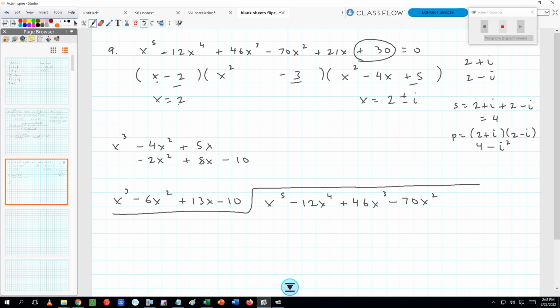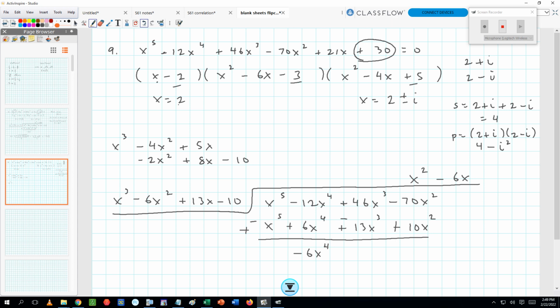x cubed into x to the 5th, I need an x squared. x squared times the x cubed, the negative 6x squared, the 13x, the negative 10. Draw your bar. Subtract, add opposites instead. The x to the 5ths cancel, and this gives me a negative 6x to the 4th. And that's what I need. x cubed into negative 6x to the 4th will be minus 6x. There is your middle term. So x squared minus 6x minus 3.